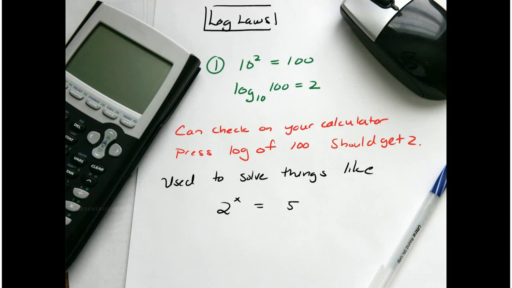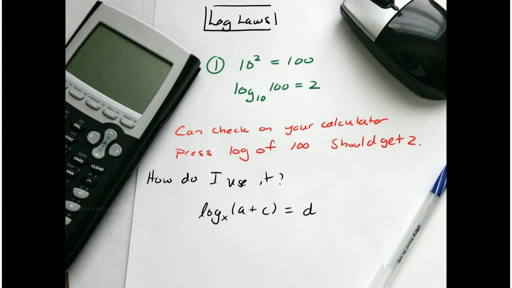So what do I use this relationship for? Well, it's used to solve things like 2 to the x is equal to 5. How do I use it? Here's an example with everything written down in symbols: log base x, so in this case not log base 10, of a plus c is equal to d. You could get a question where any one of these things you're asked to solve for. So you would represent it back in its exponential form.